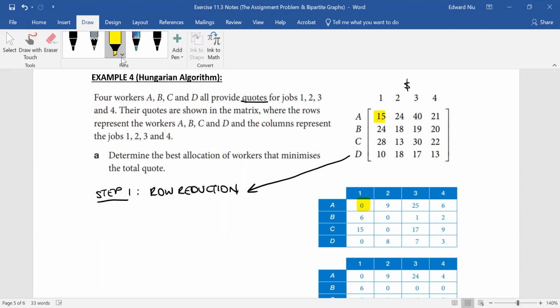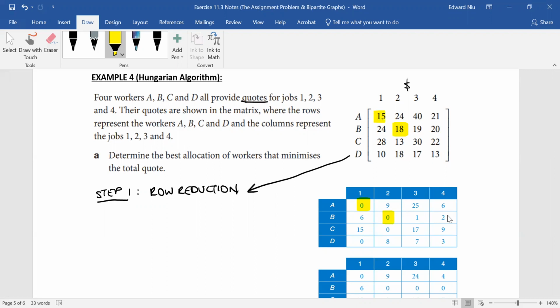And then we look to row B. Smallest number, 18. So 24 take 18 is 6. 18 take 18 gets us 0. 19 take 18 gets us 1. 20 take 18 gets us 2. But notice how the smallest number is now turned into 0.